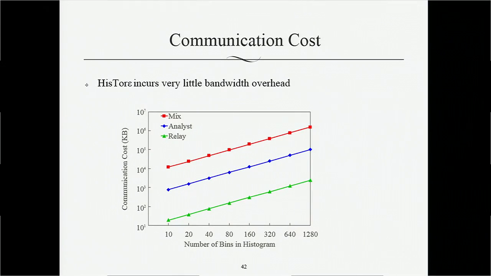Now let's see the communication cost incurred by HisTorE. We plotted a graph by varying the number of bins in the histogram. In a real world scenario, we assume the average number of bins to be 80. And for 80 bins, the mixes incur a cost of 95 megabytes at most. The analyst incurs 6 megabytes at most. And the relays just incur 151 kilobytes. So this is roughly 42 bytes per second for each relay every epoch. An epoch is an hour long. This is very minimal.